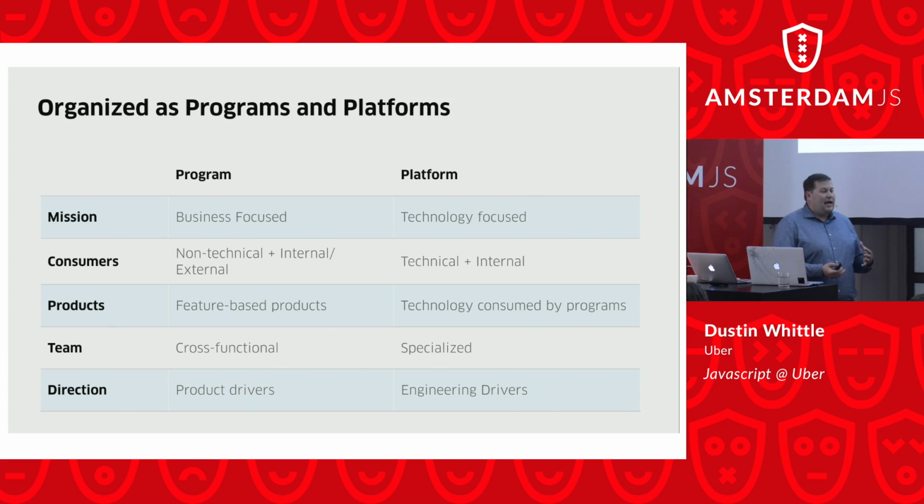And so to understand how we use JavaScript, you need to understand a little bit about how we scale the company and how the company is structured. And so we're organized as program teams and platform teams. And the easiest way to think about this is that program teams build products on top of technology platforms. And so program teams are like Uber Eats, Uber Rush, Uber Rides, etc. And so one of the things that we do is we invest heavily in building platforms to make it easy to get things done. And so I'll talk a little bit about how we use JavaScript to do that.